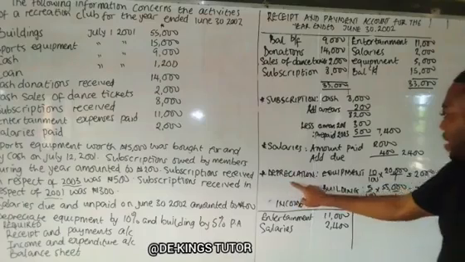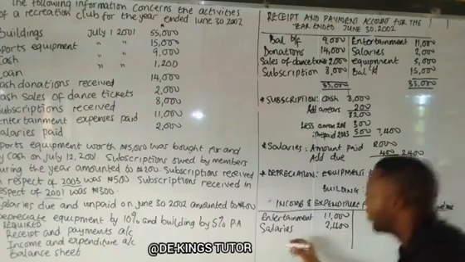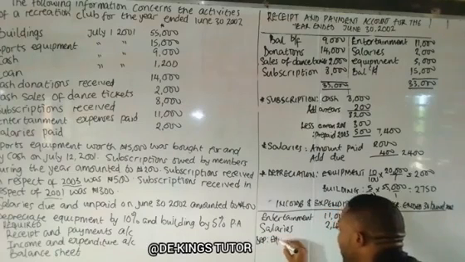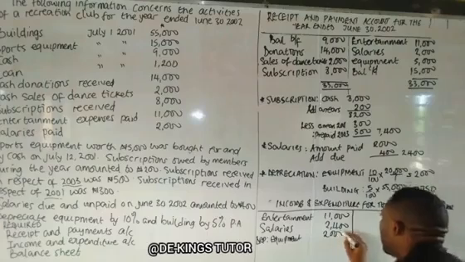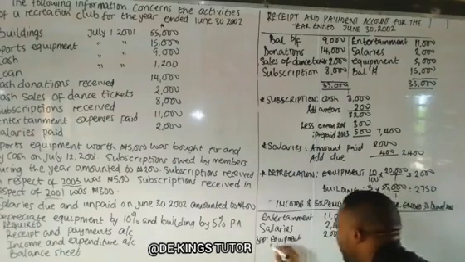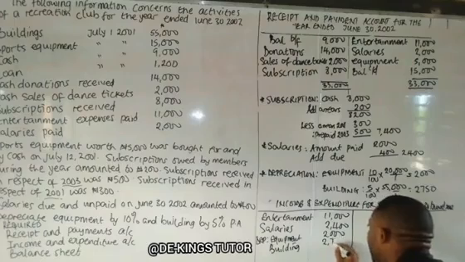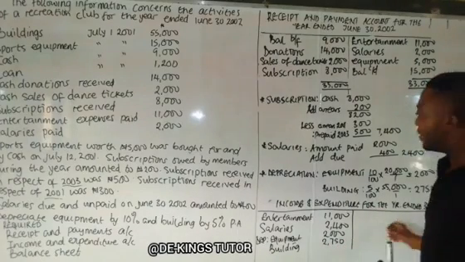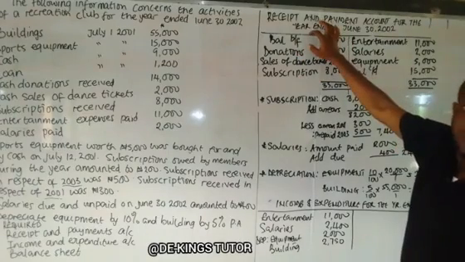Now we'll post our depreciation expenses for equipment. So post depreciation for equipment is 2,000. Then for building is 2,750.